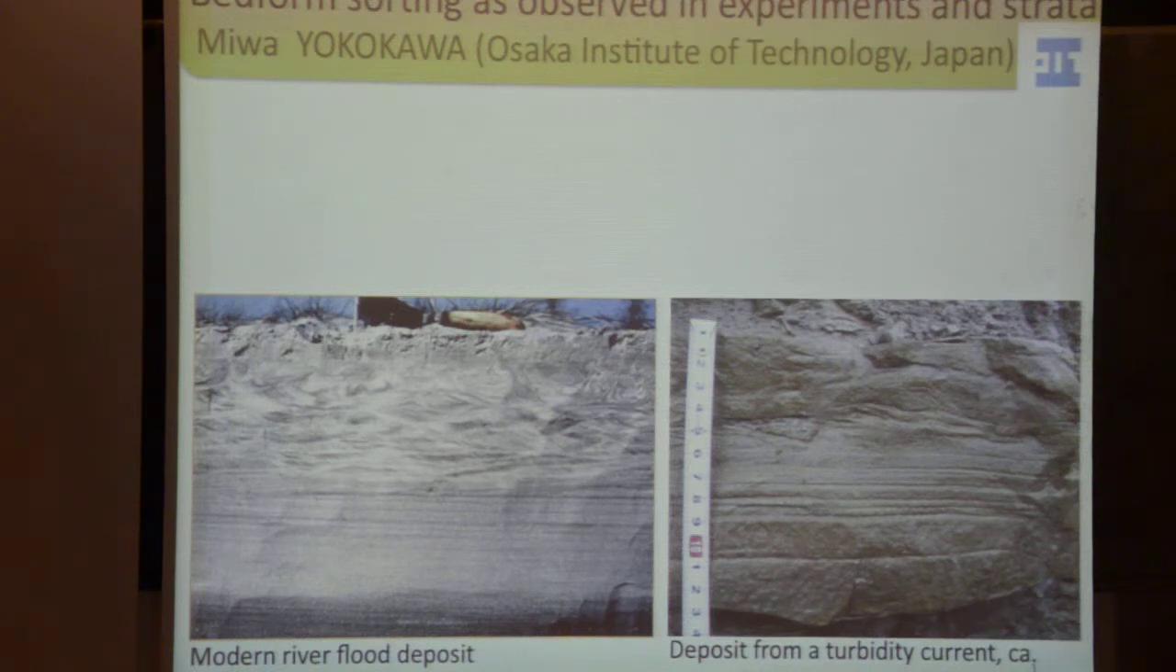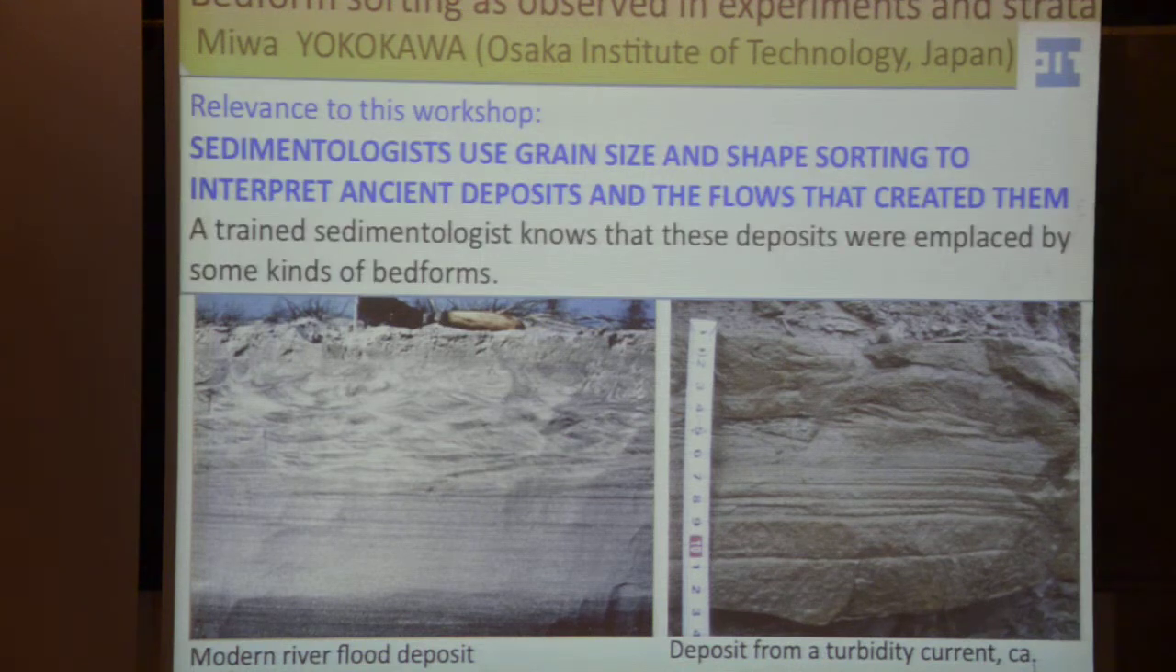So, my talk is about this title, and I'm a sedimentologist doing experiments on bed forms to get information applicable to the ancient rock record. We use the grain size and shape sorting to interpret ancient deposits and the flows that created them. So I will show you some examples here.